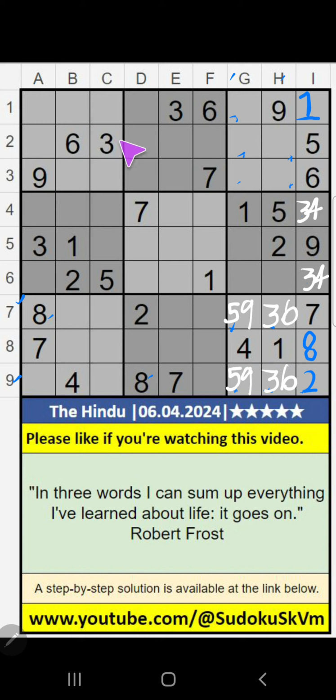In the first row and second row we have 3, so 3 can't come in these cells. The 3 is confirmed here. In the 8th row, column F we have 1, so 1 can't come in these cells. Then the 1 is confirmed here.